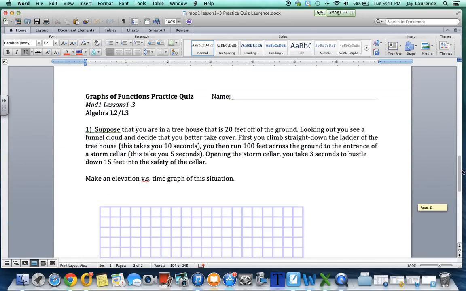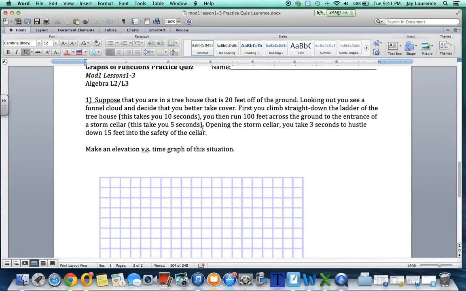Didn't even realize it. Okay, the first problem is, suppose you are in a treehouse that is 20 feet off the ground. Looking out, you see a funnel cloud and decide that you better take cover. First, you climb straight down the ladder of the treehouse, taking you 10 seconds, and then you run 100 feet across the ground to the entrance of a storm cellar. This takes you 5 seconds. Opening the storm cellar, you take 3 seconds to hustle down 15 feet to the safety of the cellar.